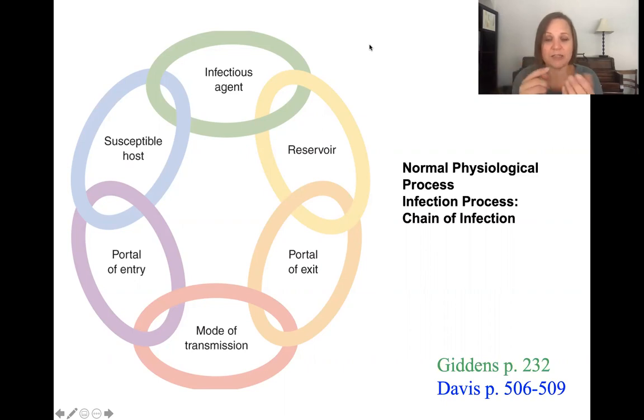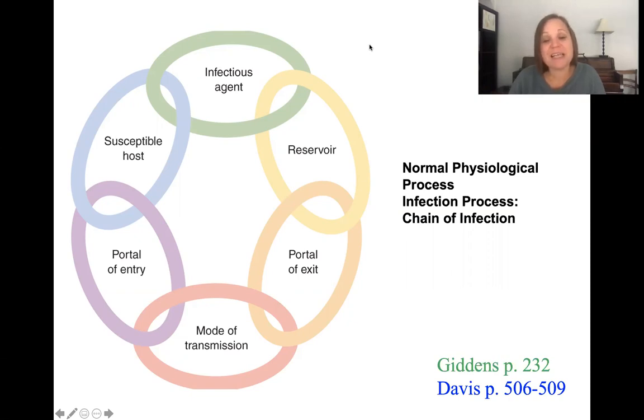So it could be through a cut or through a needle. It could be through your mouth, through breathing, through urine. It has to be a portal of exit out of the reservoir. And then you have to have a mode of transmission. How is that pathogen getting from one reservoir to the next reservoir? So it can be things like coughing, airborne, droplet, contact, all of those different modes of transmission, sexually transmitted diseases. Then you have to have a portal of entry, a cut in your skin, your nose, eyes, and mouth, a dirty needle. Those would all be portals of entry into the next poor soul who's the next reservoir.